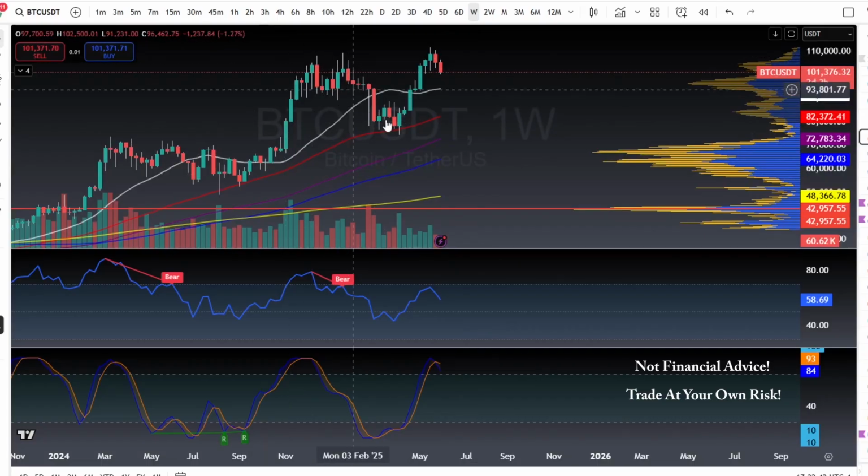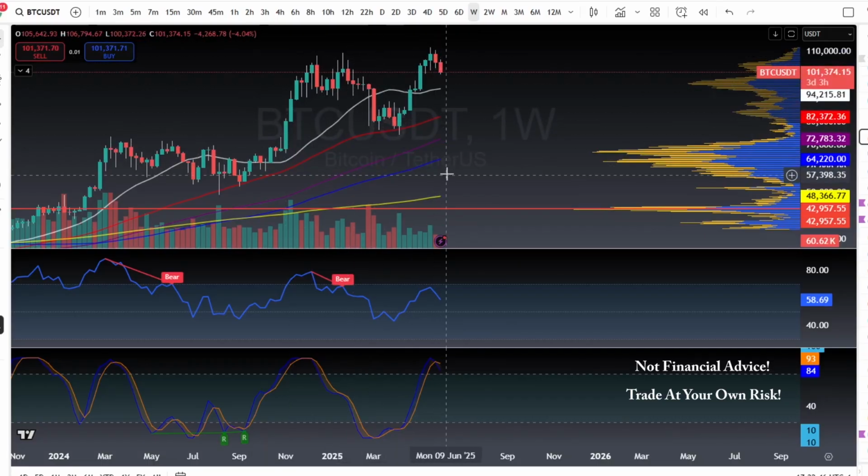And we have a potential double top here, which brings us down. We need to bounce up from this 21-day moving average and stay above it. If we start losing this 21-day moving average and we lose this 50-day moving average, then that's it. It might be over right there.